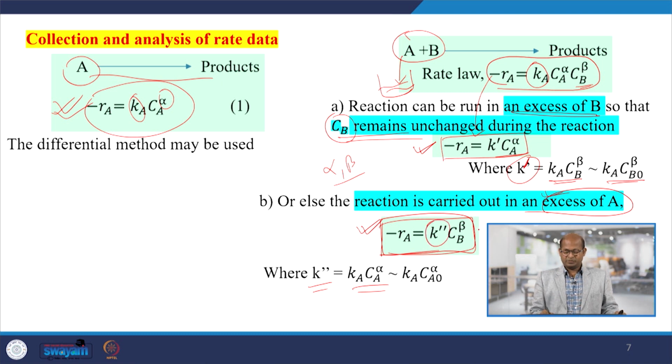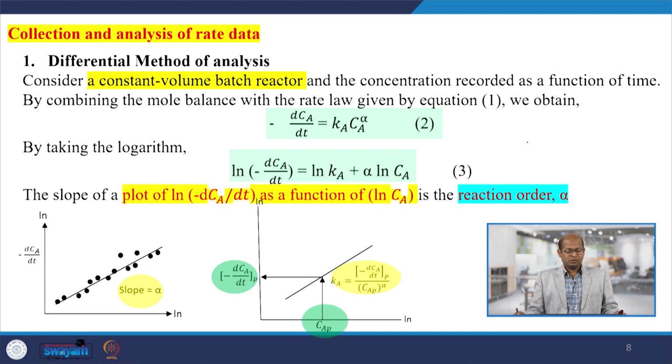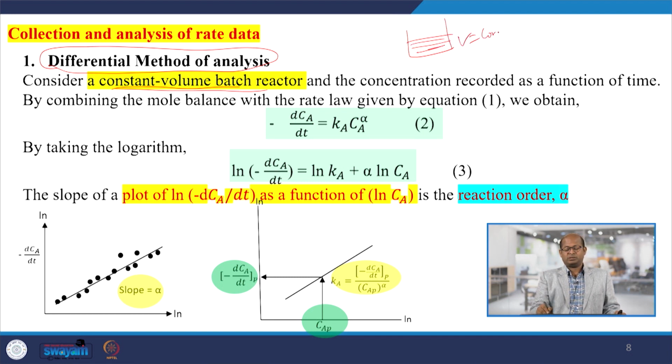Now we have to find out the specific reaction rate and alpha, that is, how the actual rate varies with the changing concentration. I said the differential method of analysis is there, which you have already studied in our UG class; again we will discuss it. This is for a constant volume batch reactor, where we conduct the reaction. Here the rate equation we can write this way: minus dC_A by dt equals k C to the power alpha. If you take log on both sides, we can write this.